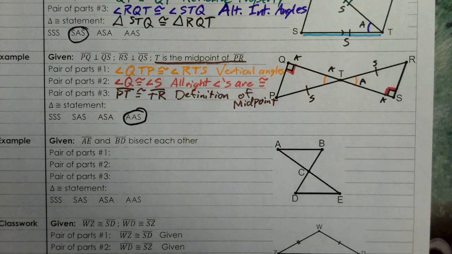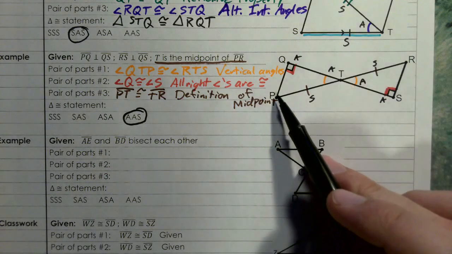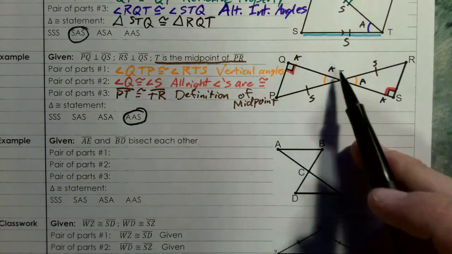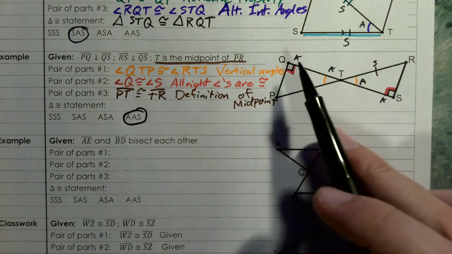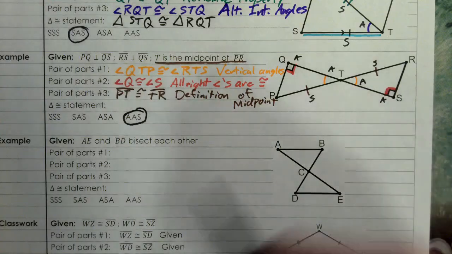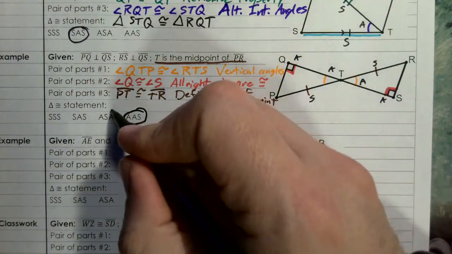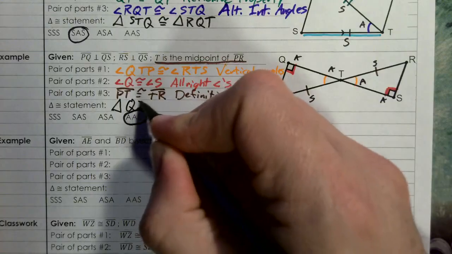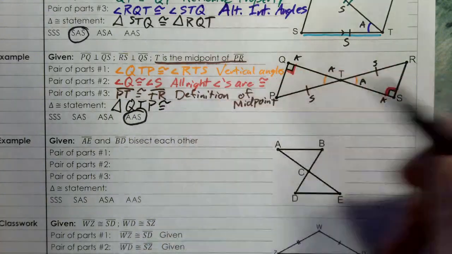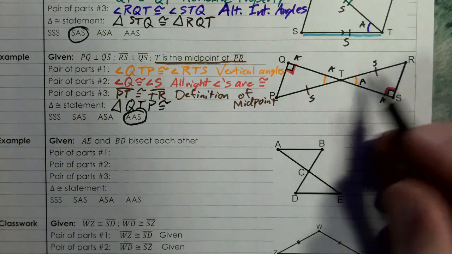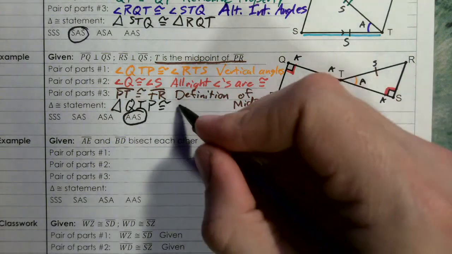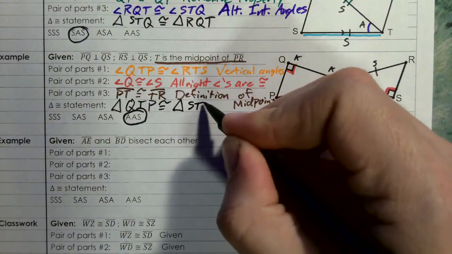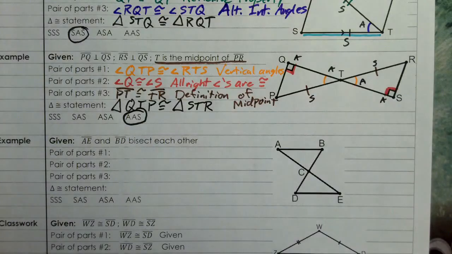So the last thing we need to do is just write a triangle congruence statement. Let's see. We'll go QTP because then we got angle, angle, and our side that matched up. So QTP, angle, angle, side that matched up. So STR. There we go.